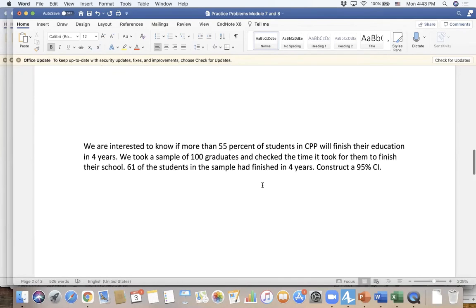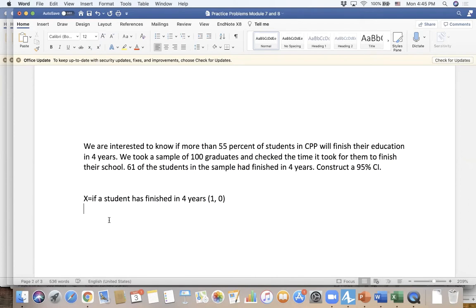Let's go over this problem. What is our random variable of interest here? Number of students finishing in 4 years. I would say if a student has finished in 4 years, then this random variable can get 2 possible values. Let's say 1 means yes, it has finished in 4 years, and 0 means no, that person has not finished in 4 years.